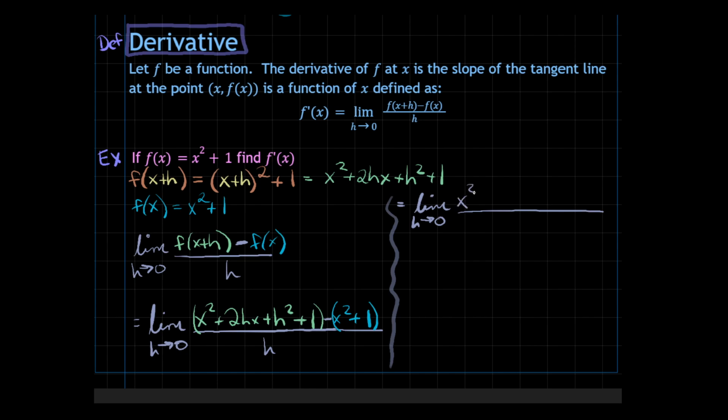So I'm going to have an x squared plus 2hx plus h squared plus 1 minus x squared minus 1 after that is distributed, all over h. Cool. Let's look for any cancellations. I do have a plus x squared and a minus x squared. I do have a plus 1 and a minus 1. So I'm left with a 2hx plus h squared.